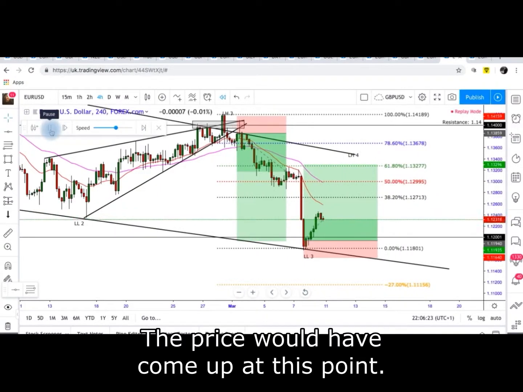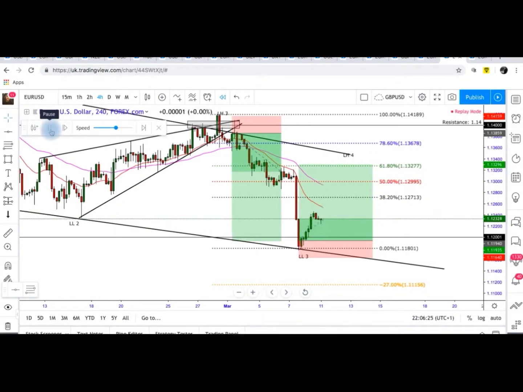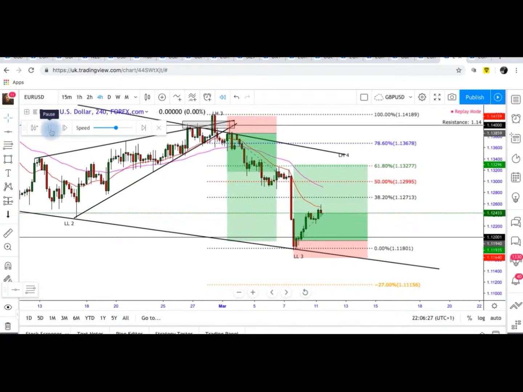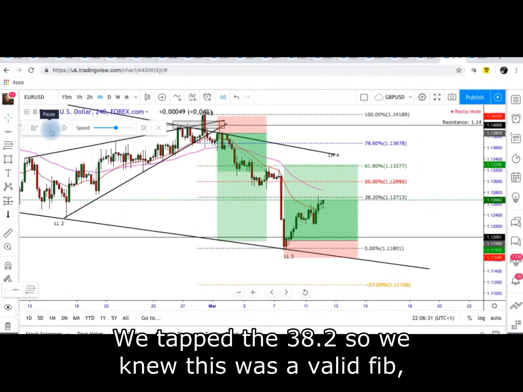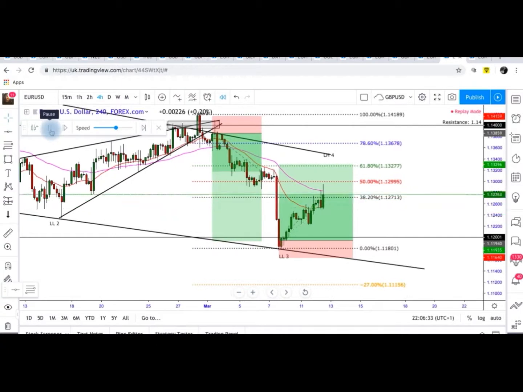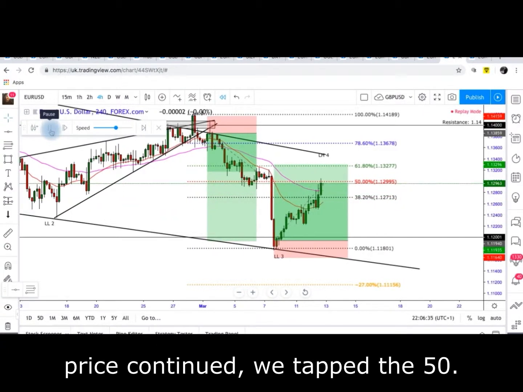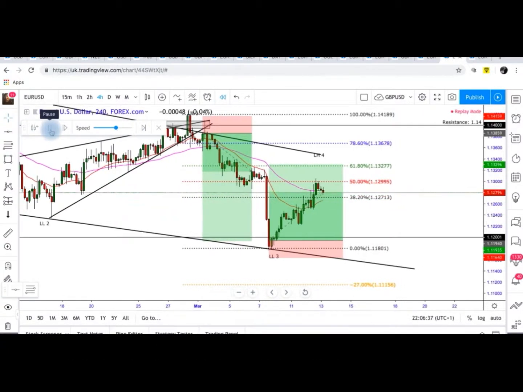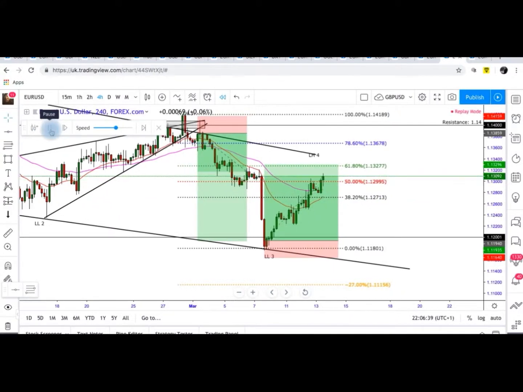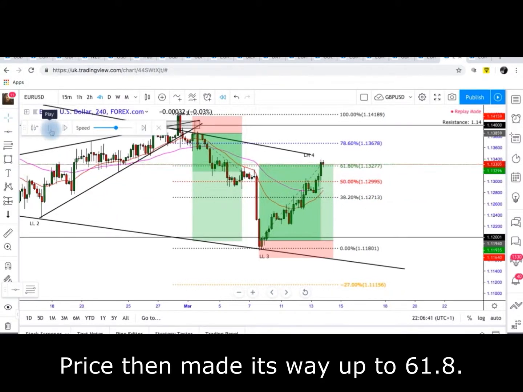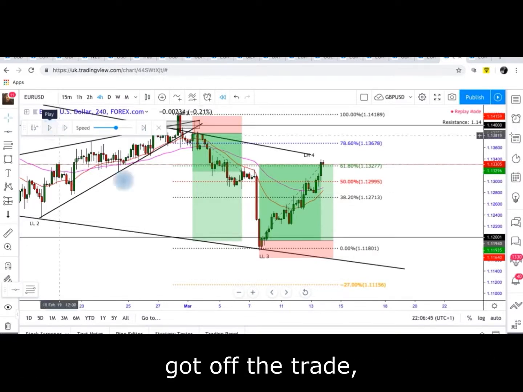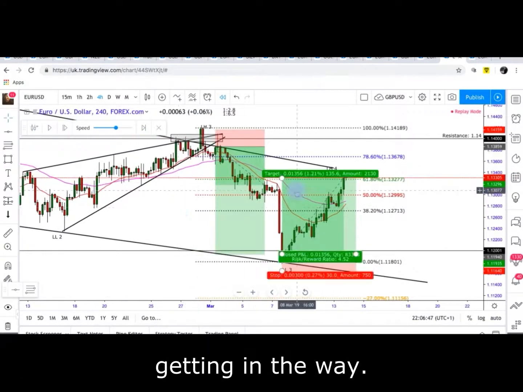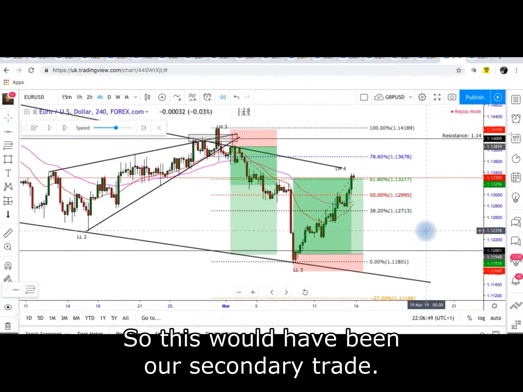So price would have come up at this point. We tapped the 38.2, so we knew this was a valid fib. Price continued, we tapped the 50. Price then made its way up to the 618, and this is where we would have obviously got out of the trade. We wouldn't want greed or anything like that getting in the way. So this would have been our secondary trade.